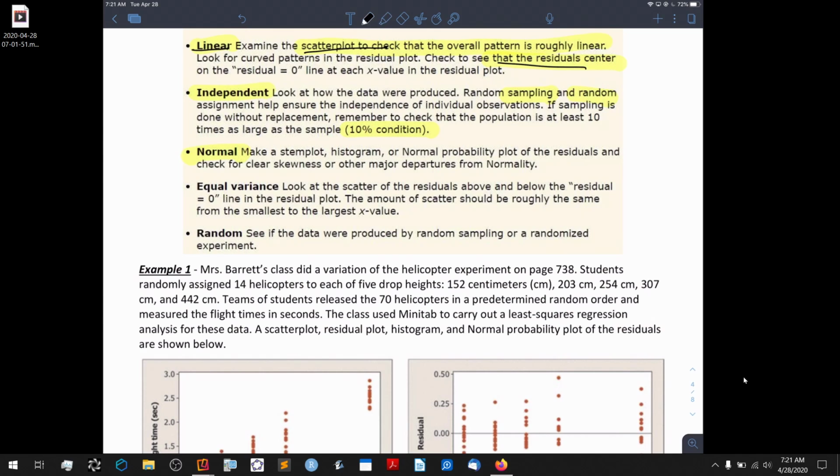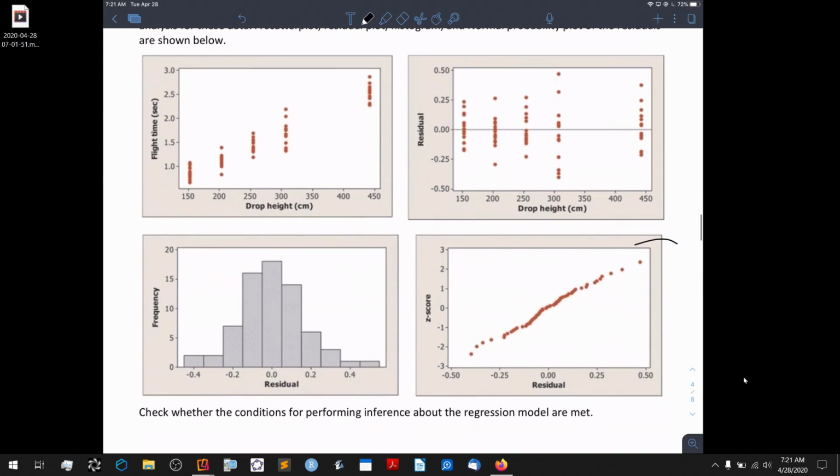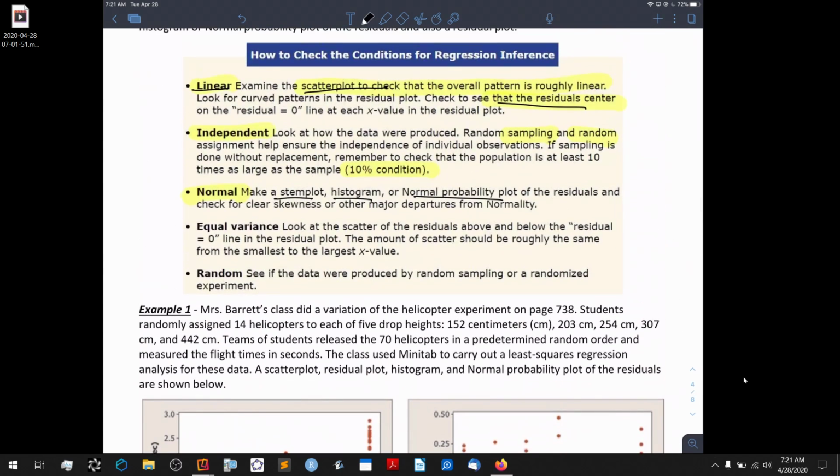And then normality. Here, normality seems really difficult, but here's what you actually do. Make a stem plot, histogram, or normal probability plot of the residuals, and check for clear skewness or other major departures from normality. Now, in reality, this is not going to happen very often, okay? You'll see a little bit later, we talk about that. Meeting this condition is quite hard, right?